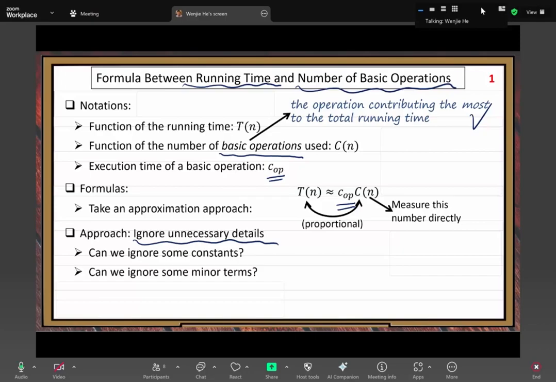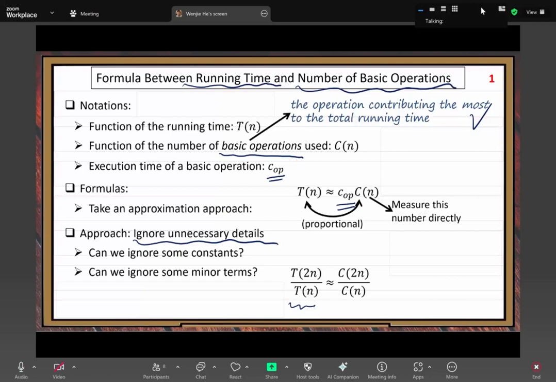And how to ignore the minor terms. We also want to do the right way to do the simplification. All right. So here, let's look at these two ratios. The first ratio, left-hand side, capital T of 2n over capital T of n.